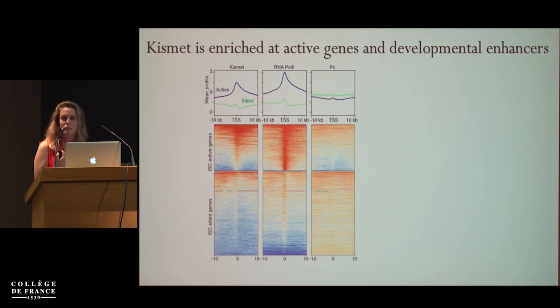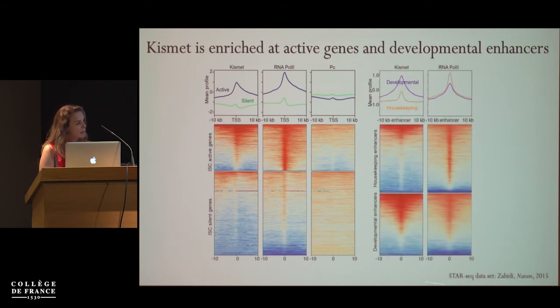If we then look at enhancer elements, and these are enhancers that have been defined experimentally by work from Alexander Stark's group, and he's classified enhancers as either developmental enhancers or housekeeping enhancers. We found that Kismet is really specifically enriched at developmental enhancers as opposed to housekeeping enhancers, which is different from RNA Pol II, which is somewhat more enriched at housekeeping enhancers.